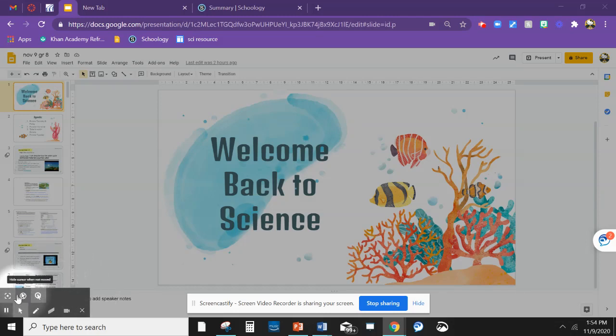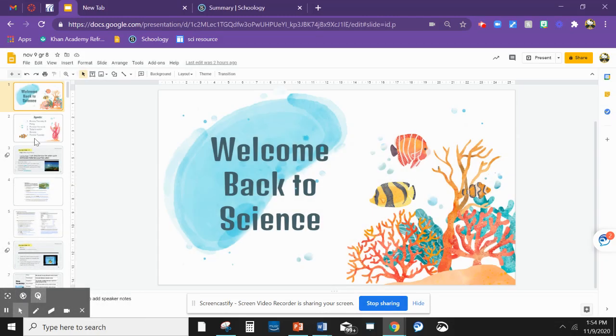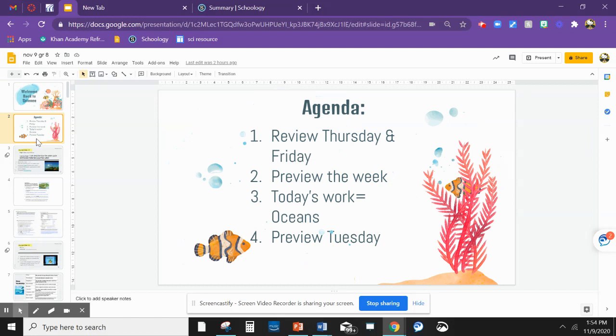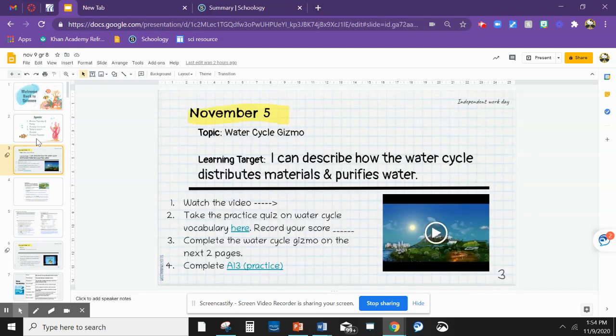The 10th of November. The agenda looks like this. We'll go over Thursday and Friday. We'll preview the week. Today's work on Monday is oceans, and then we'll look at what you'll have to do for Tuesday, the 10th. Thursday was the water cycle gizmo.